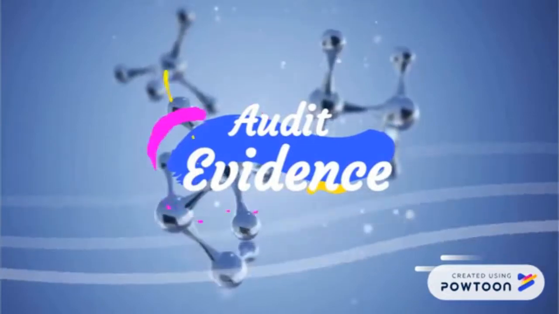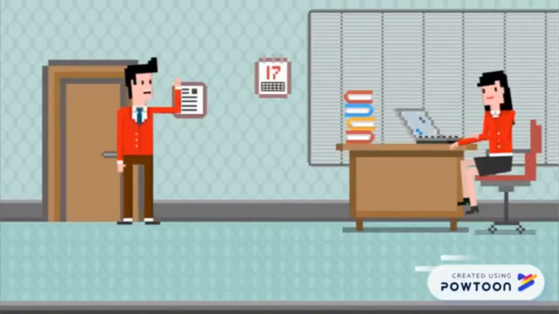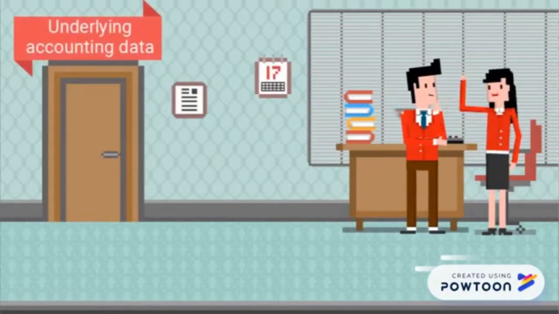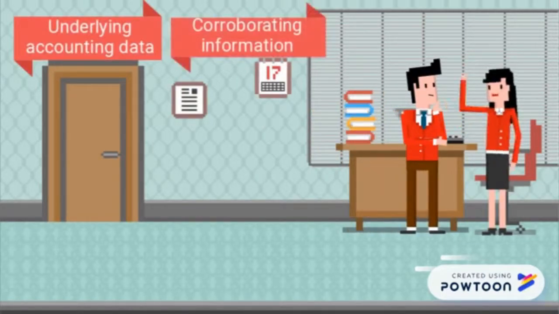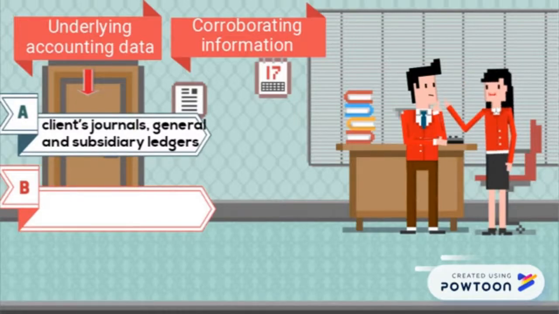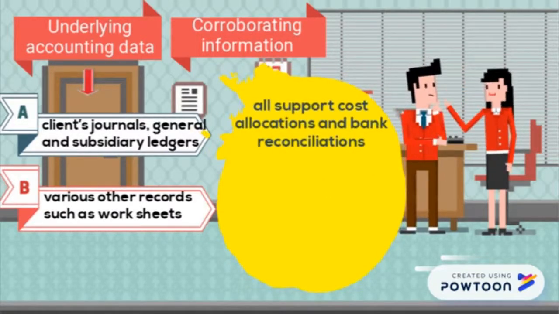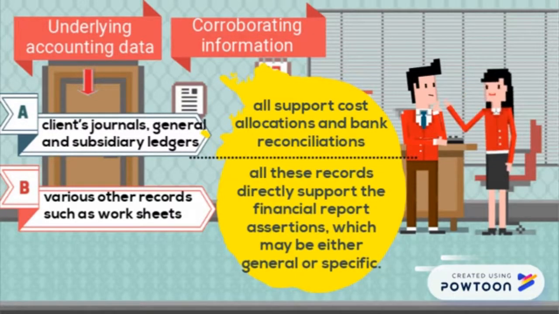Let's move on to audit evidence. Hey, do you know what audit evidence is? Audit evidence is made up of underlying accounting data and corroborating information. Underlying accounting data includes the client's journals, general and subsidiary ledgers, and various other records such as worksheets, which all support cost allocations and bank reconciliations. All these records directly support the financial report assertions, which may be either general or specific.